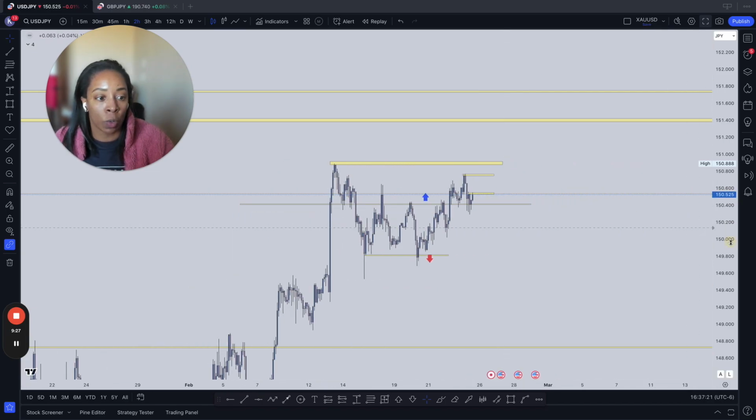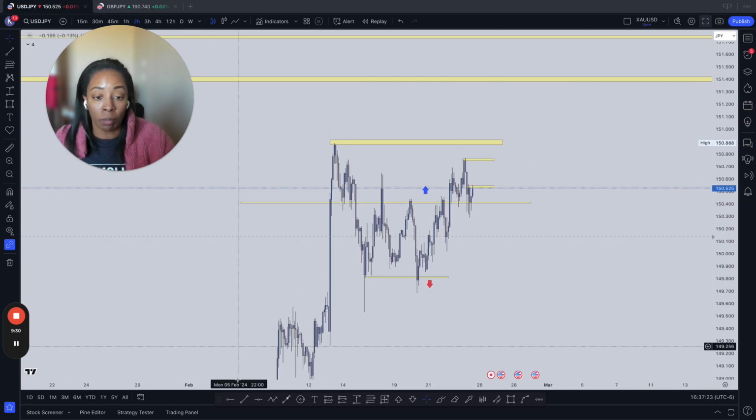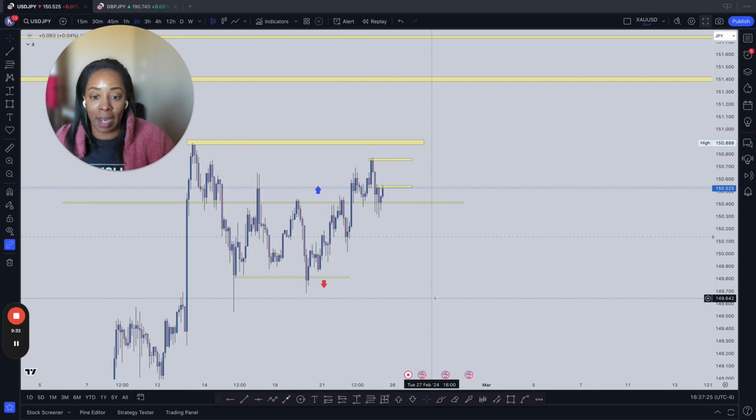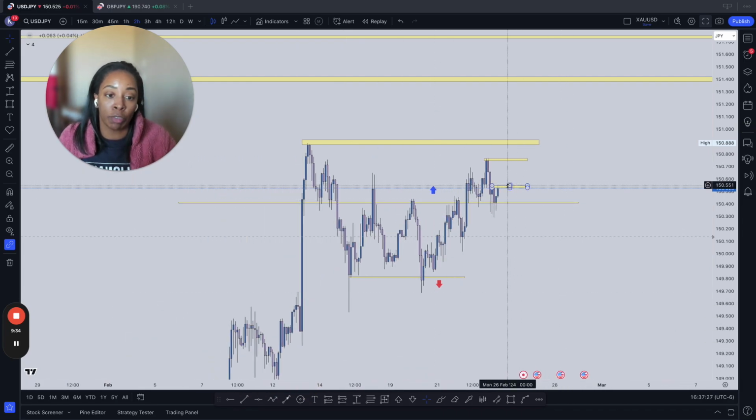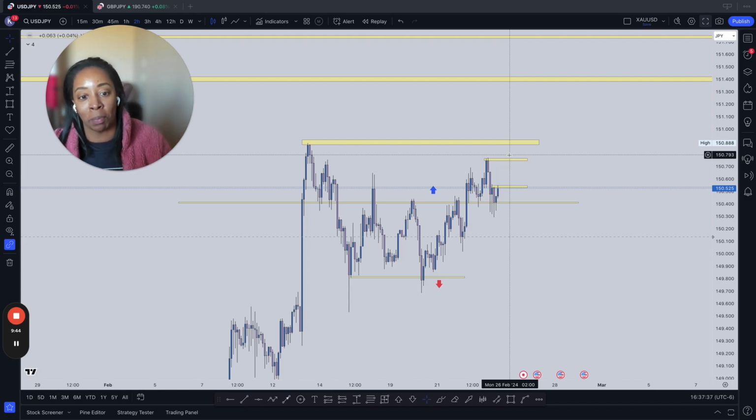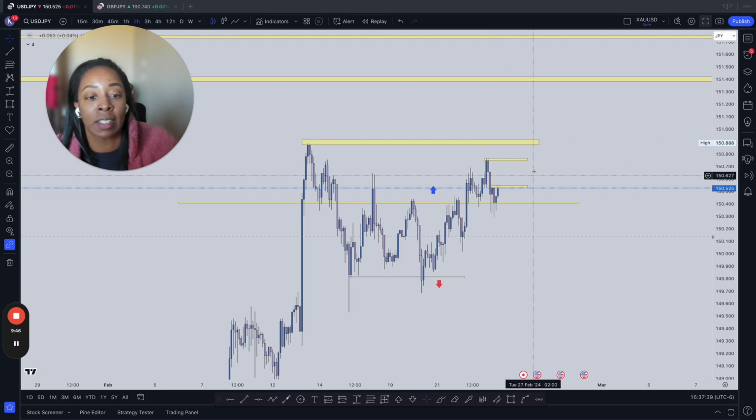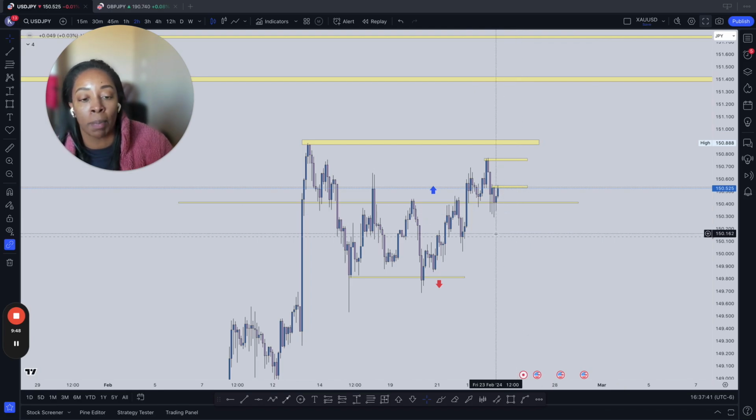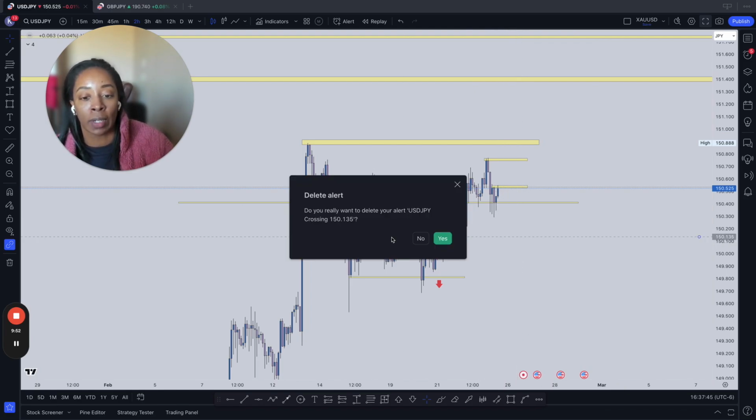All right, cool. So that's actually my plan that I talked about if it goes up. When I'm doing these charts, I like to chart from both sides. And all that really means is if the price goes up, I want to have a plan. If the price goes down, I want to have a plan. So right now, this is my plan if price goes up. Let me delete this. I don't need this alert anymore.